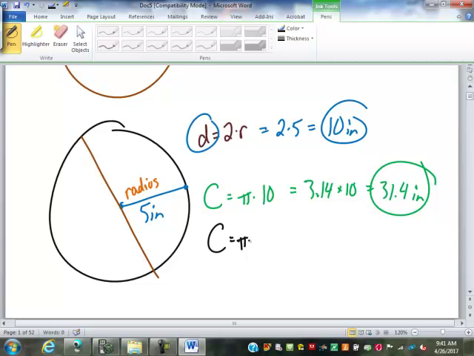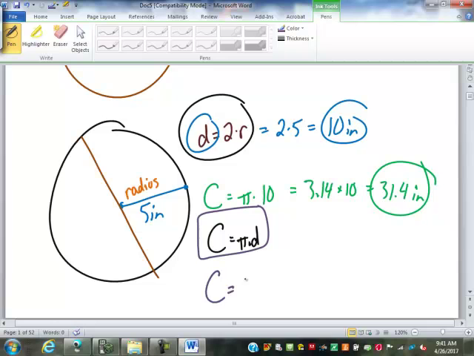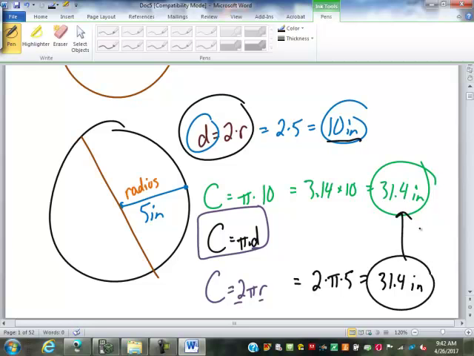Circumference is pi times diameter. Now, since the diameter is equal to 2 times the radius, there is an alternative formula for circumference. Some books say circumference is 2 times pi times the radius, because 2 times the radius is equal to the diameter. You get the same answer. Here I did 2 times 5 to get the diameter of 10, and then I used that in the formula. I could have done 2 times pi times 5, but it still gives me 31.4. Same answer I got before.